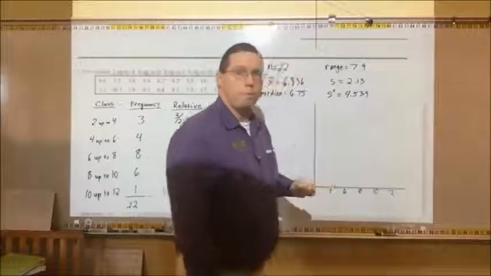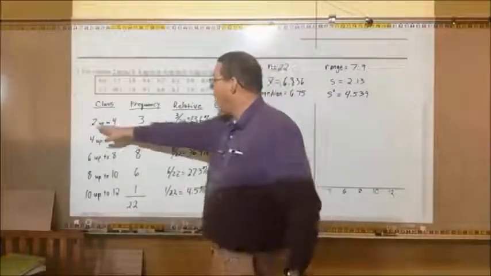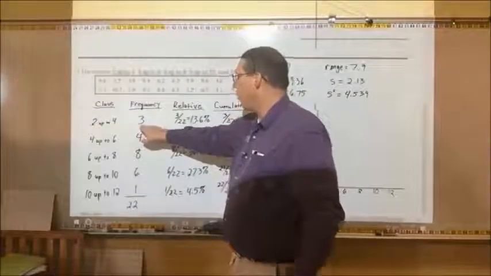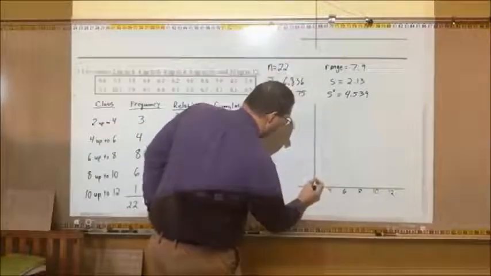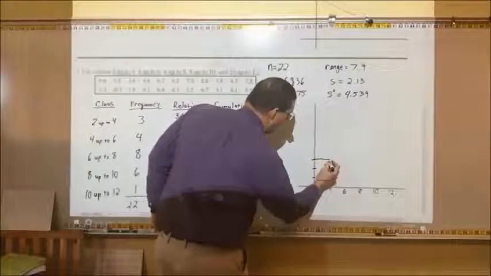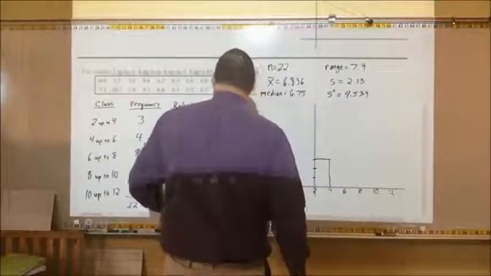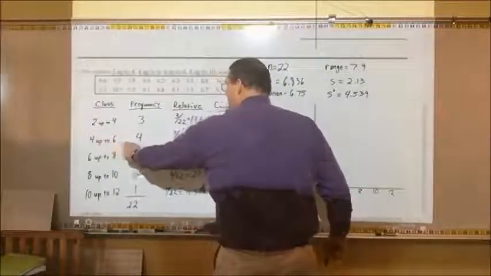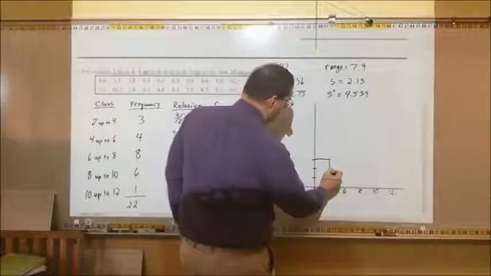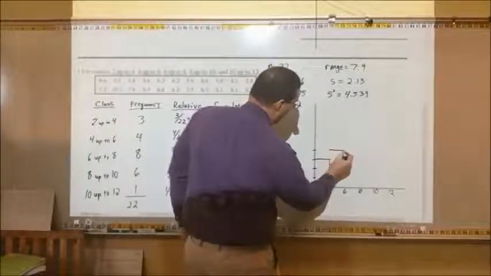and 10 to 12. Well, now we just go to our frequency distribution. How many from 2 up to 4? 3 of them, right? So we're going to go 1, 2, 3 up to here. And draw our line down to there. Good. How many from 4 up to 6? 4 of them. So we're going to go up to 1, 2, 3, there's 4. So that's right here.